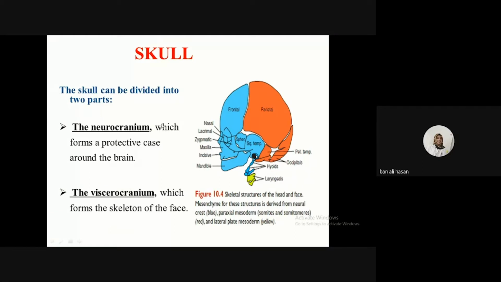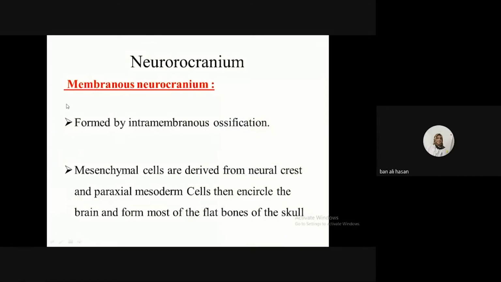Ossification actually means bone formation. For intramembranous ossification, the mesenchyme differentiates directly into the bone. So intramembranous ossification means bone formation from mesenchyme directly into the bone. For example, the flat bones of the skull undergo intramembranous ossification.